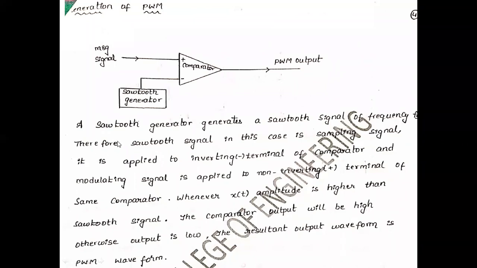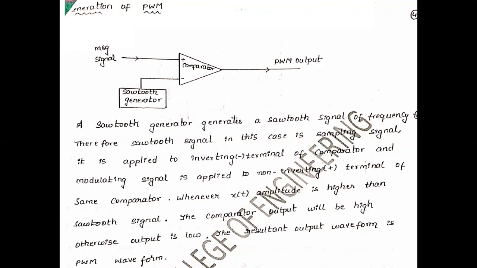Now, the sawtooth generator generates a sawtooth signal of frequency f. The sawtooth signal in this case acts as the sampling signal. It is applied to the inverting terminal of the comparator, and the modulating signal is applied to the non-inverting terminal.